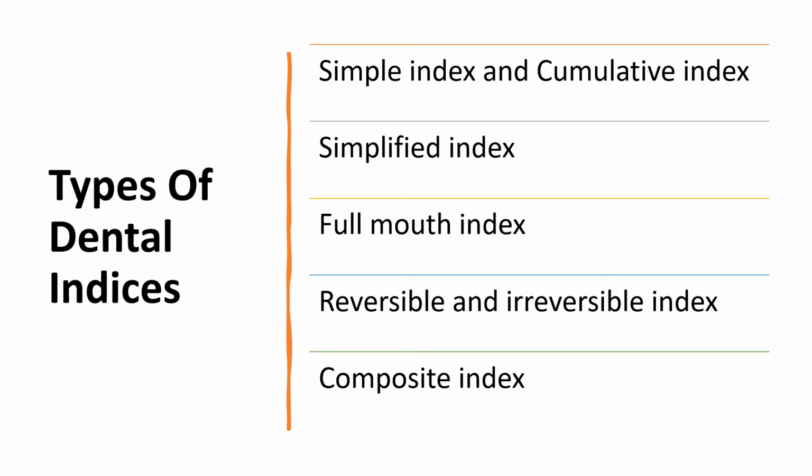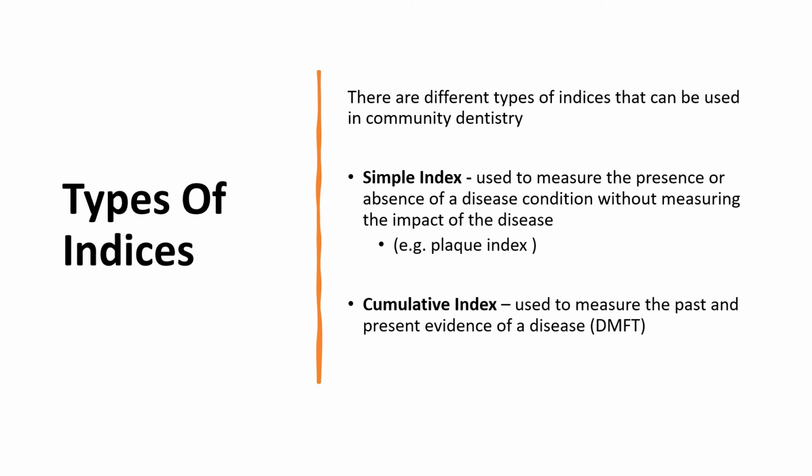So you have what we call the simple index and the cumulative index. You have the simplified index, you have the full mouth index, you have reversible and irreversible indices, and you have the composite indices. So these are the different types of indices that we use in community dentistry. We'll go through them one by one for you to get a glimpse of what they are.